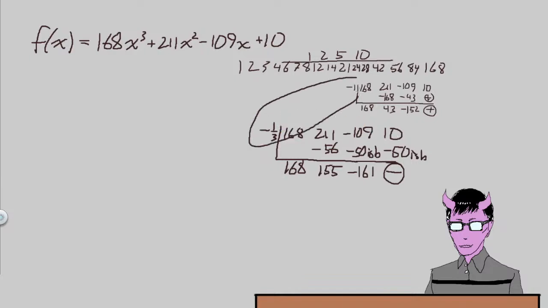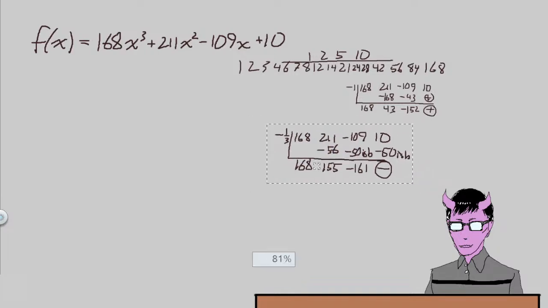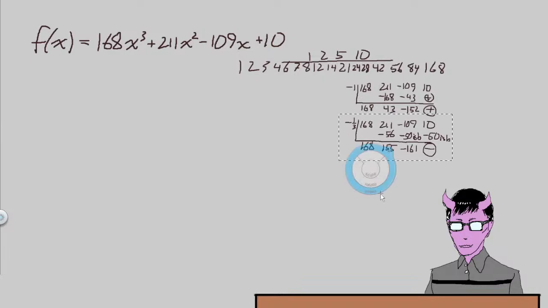So therefore, according to the intermediate value theorem, we have a 0 between -1 and -1/3. That's nice. So let us shrink this. So let us take a quick survey of all the candidates between -1 and -1/3. So what do we have? So -1 and -1/3. What's between those ones?